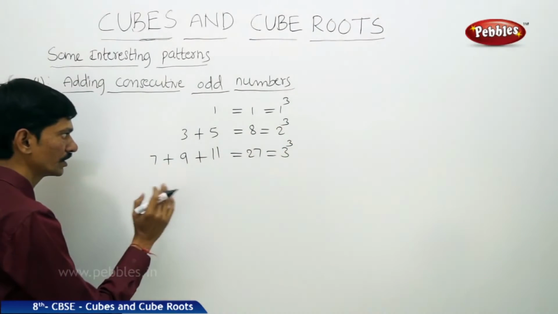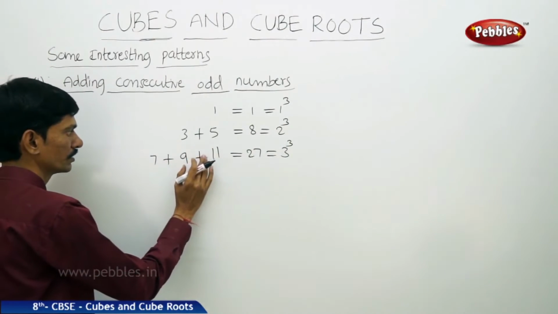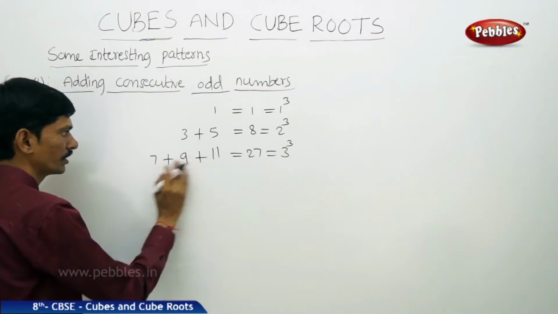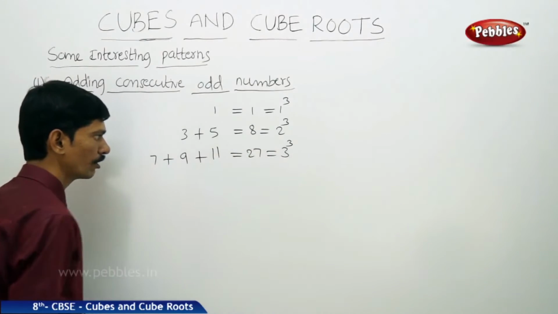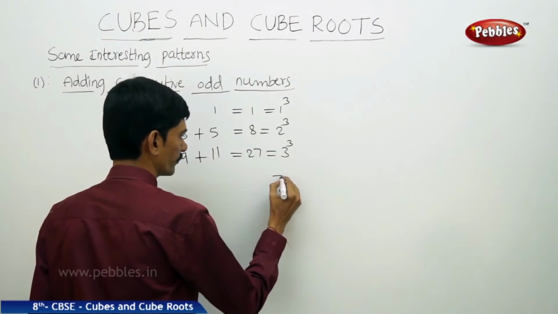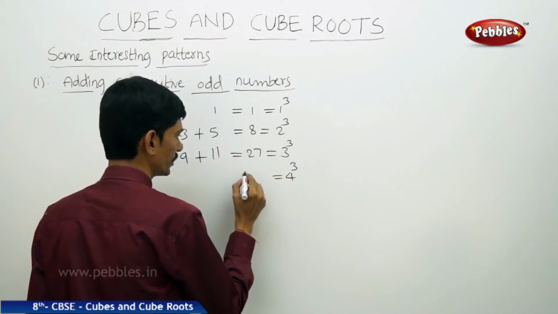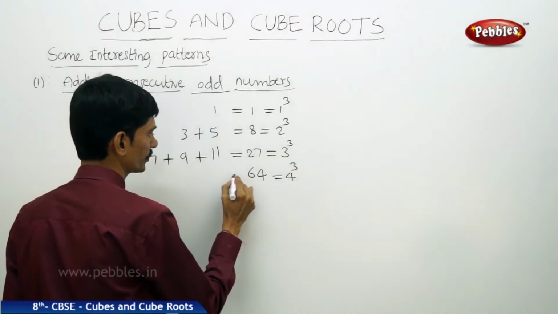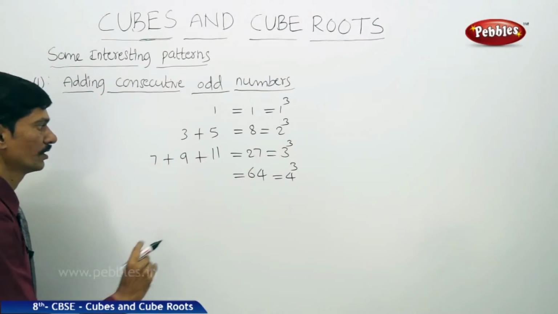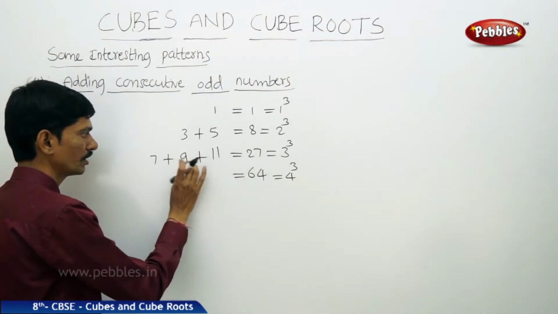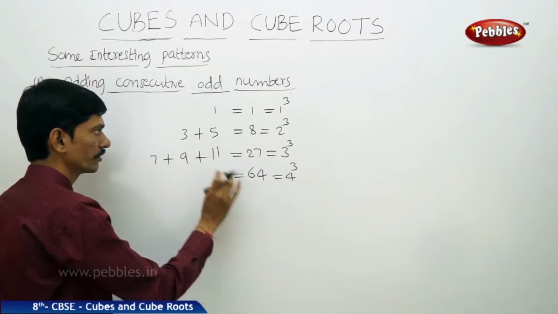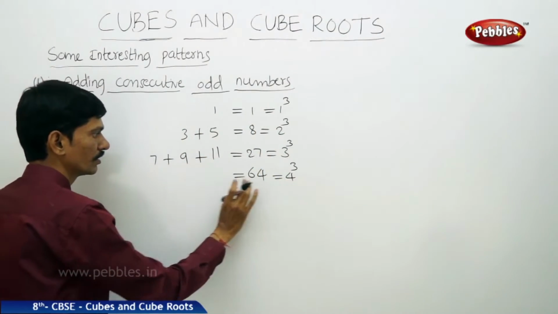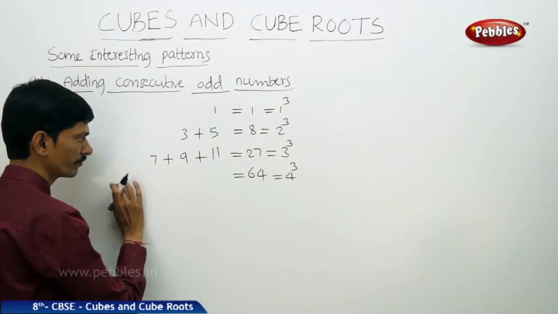Now the next three odd numbers like 7, 9, 11. Then 11 plus 9 is 20 plus 7 is 27. This can be written as 3 cube. Now how can you write 4 cube? See here, 4 cube equals 64. Then how can you write 64? If there are 3 odd numbers, then we can write 3 cube. If there are 2 odd numbers, the sum of 2 odd numbers can be written as 2 cube. And here it is 4 cube, means we should write the sum of 4 odd numbers.